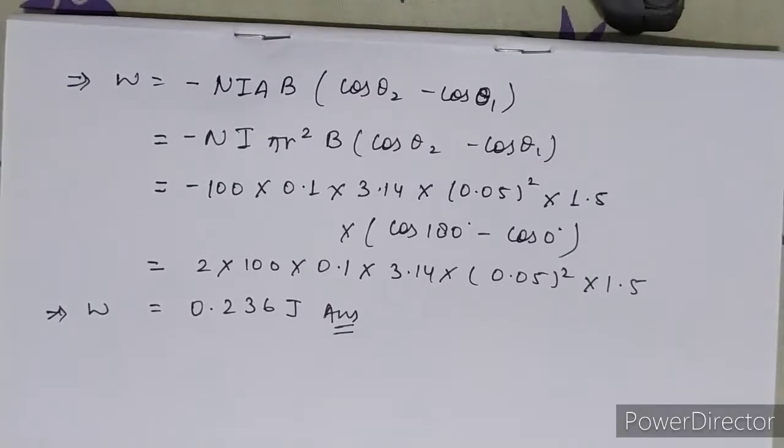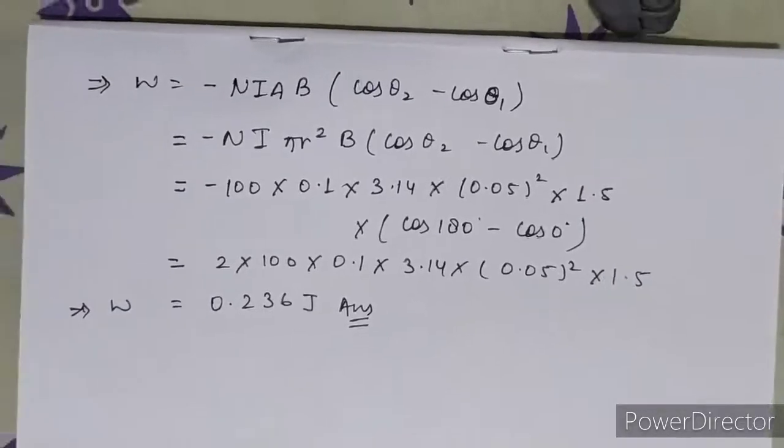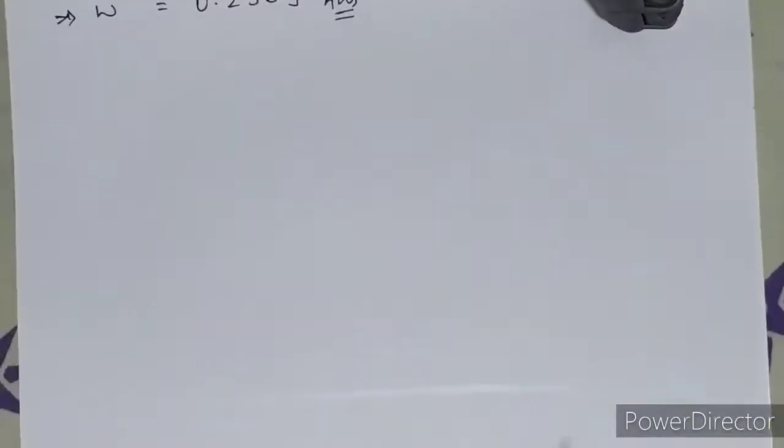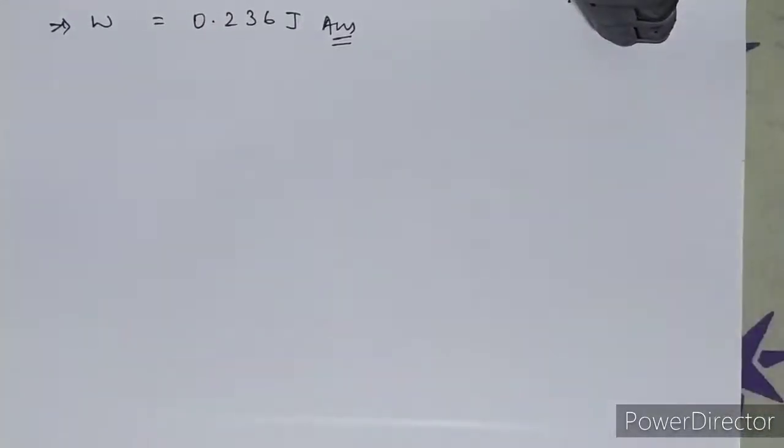Now, as you have just seen the formula W is MB cos theta 2 minus cos theta 1, the value of magnetic moment is not given in the question. Then what do we have to do? Simply apply the values, the basic formulas. Here NIA, A is not there, so pi r square. Okay, clear?